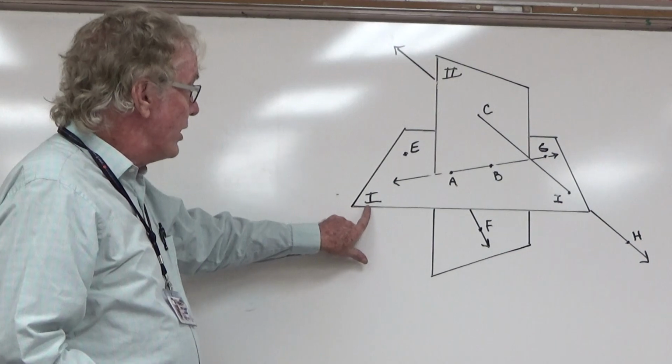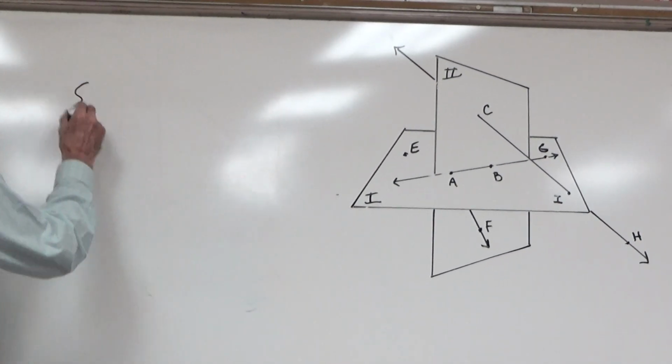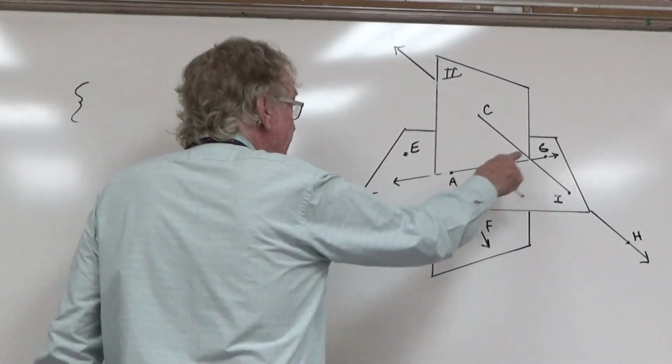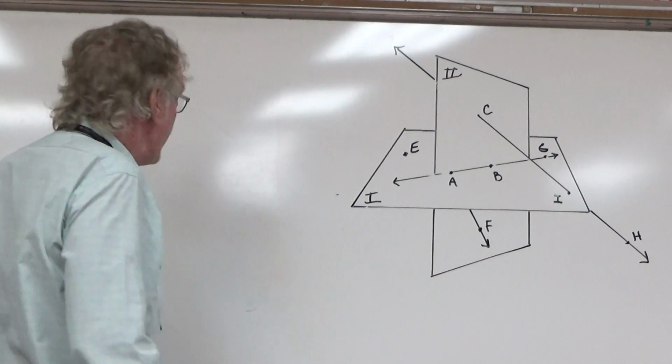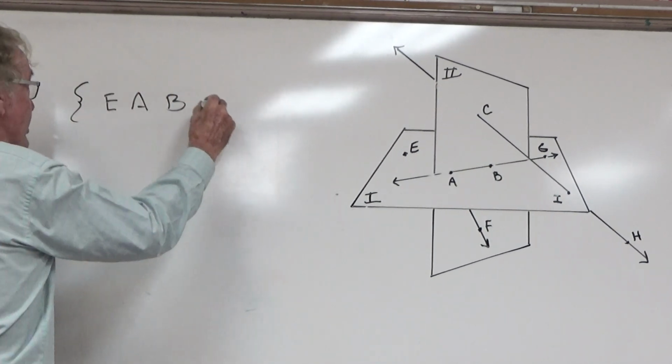Let's look at 4 points that all lie in plane 1. I'll list them here. 4 coplanar points that lie in plane 1. That could be E, A, B, and G. They all lie in plane 1. E, A, B, and G.